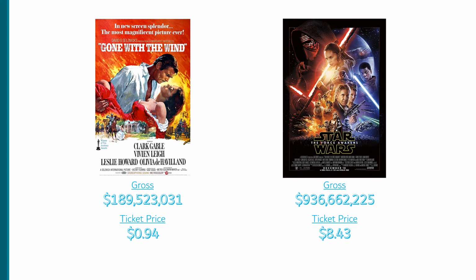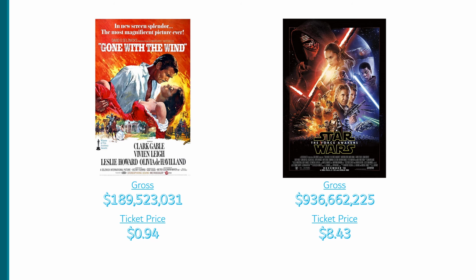Here's an example I like to use to differentiate between real and nominal values, because we can adjust any dollar amounts for inflation the same way as GDP. Take these 2 movies. Gone with the Wind was released in 1939, and it made $189,523,031 in its initial theatrical run. It was a box office sensation, but in 2015, Star Wars The Force Awakens managed to gross $936,662,225 in its initial theatrical run, quite a bit more than Gone with the Wind.